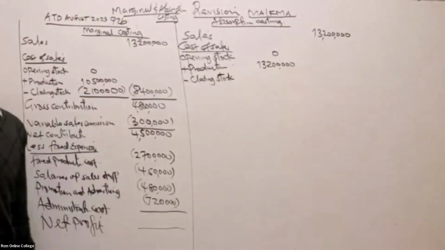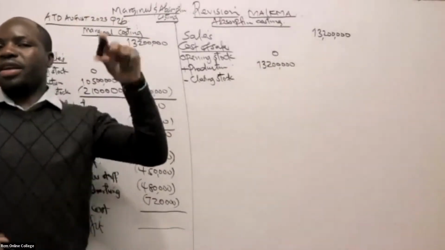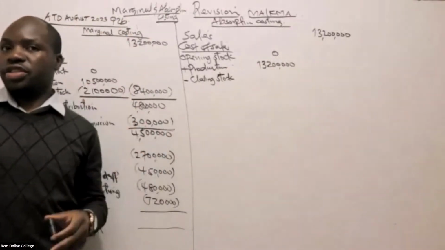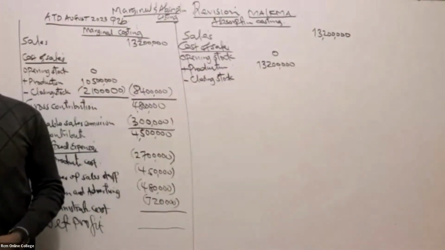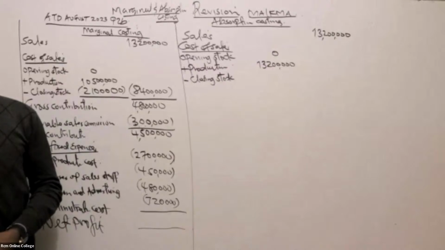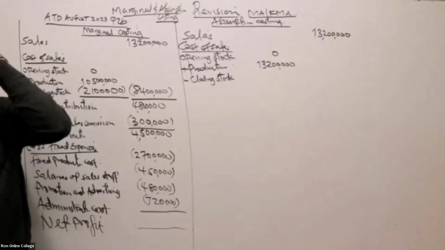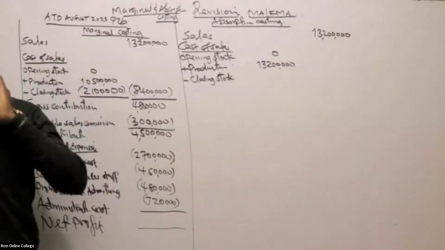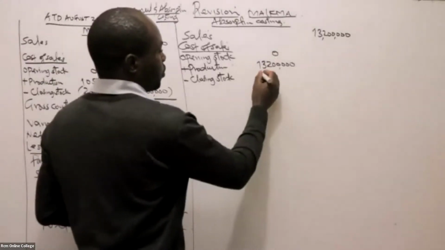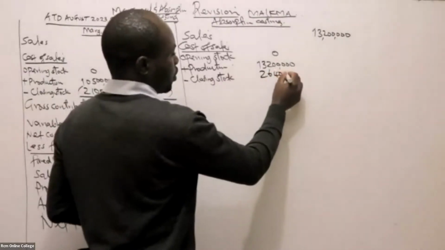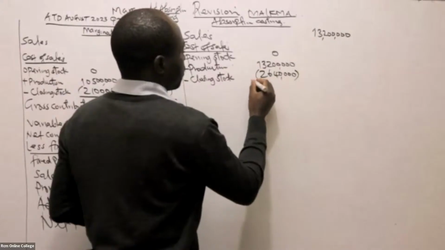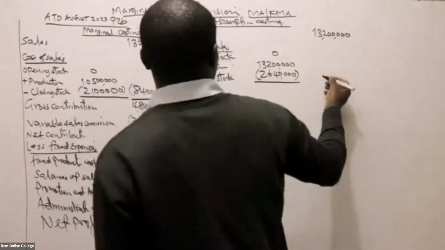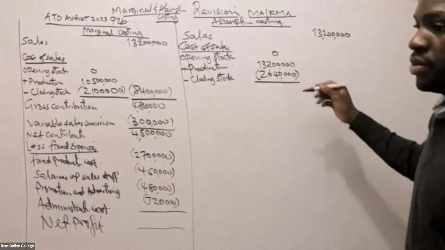Our closing stock is still 6,000 units, but now the cost of closing stock will change. It will be 6,000 times 440. So what are we getting? 6,000 by 440 is 2,640,000. That is what we need to less. So what is our cost of sales?